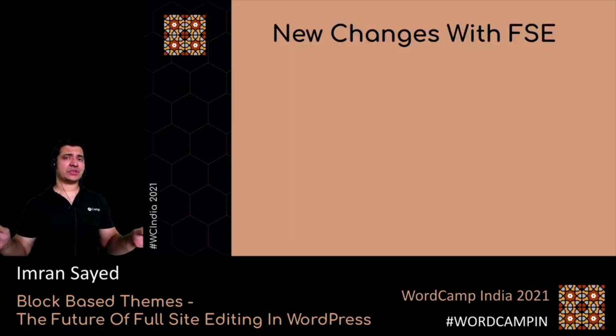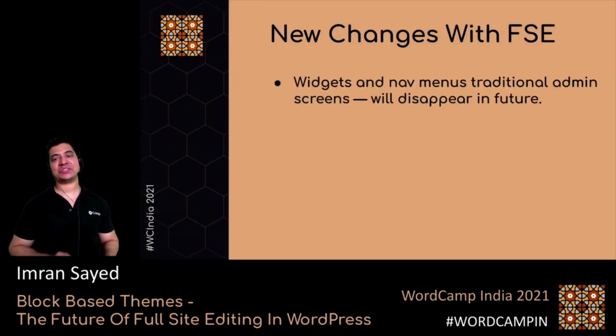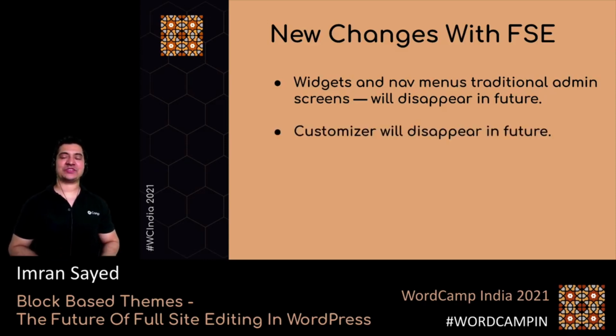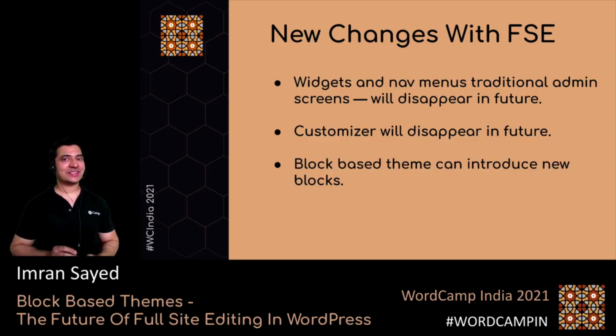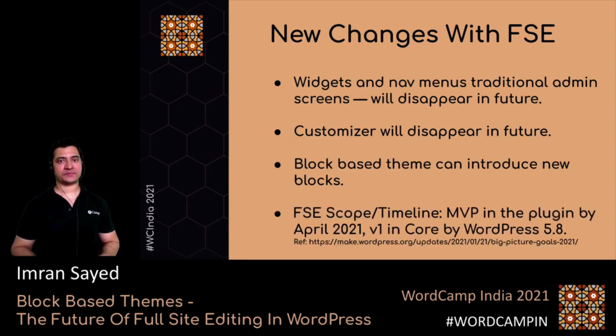At this point, the question might come to your mind: what are the new features coming in WordPress 5.8 and beyond? WordPress 5.8 and beyond will be all about the site editor and block-based themes. It will be interesting for you to know that the widget and nav menu traditional admin screens will disappear. It might also interest you that the Customizer, which has always been a center of discussion for future improvements, will also disappear. And block-based themes can introduce new blocks that can be used throughout full site editing.